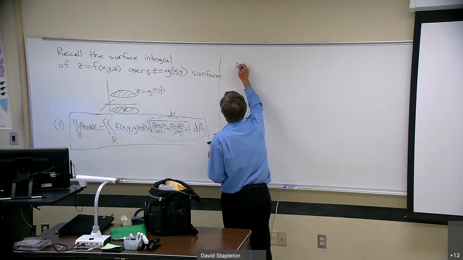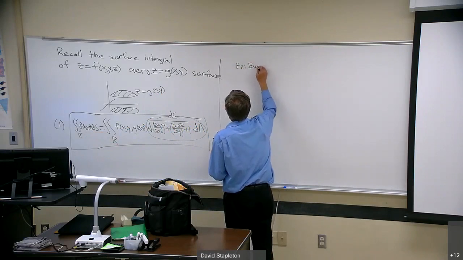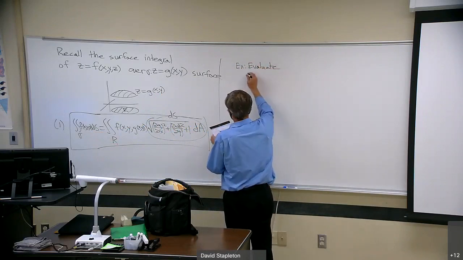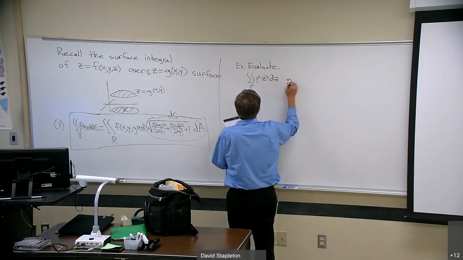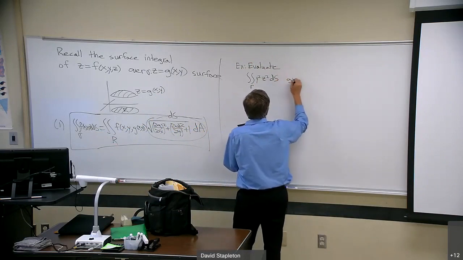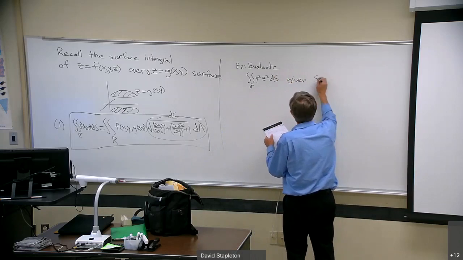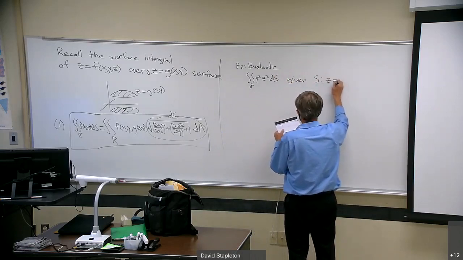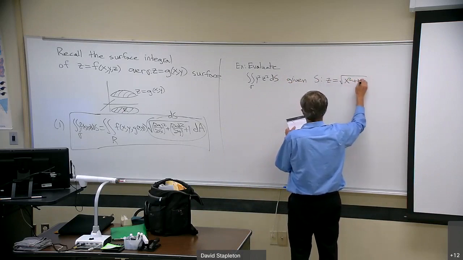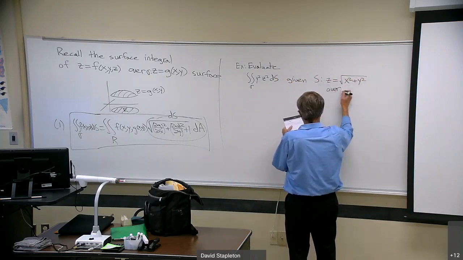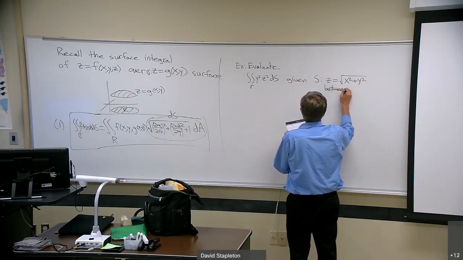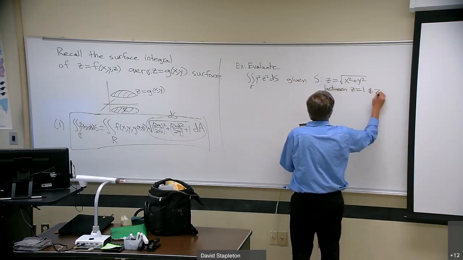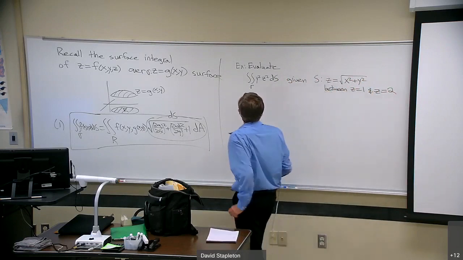So here's a problem to evaluate the double integral over the surface S of y squared z squared dS, given that S has the equation z equals the square root of x squared plus y squared, and it's over the domain that squeezes us between the planes z equals 1 and z equals 2. We'll go ahead and evaluate that one.